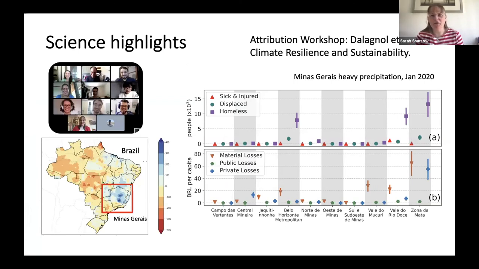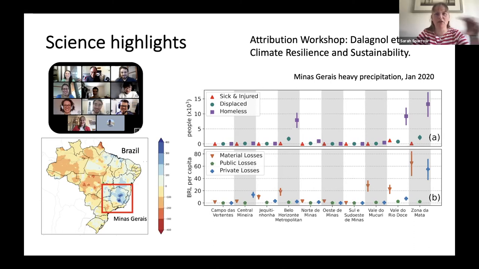So on to a few science highlights, to show you what working effectively and using JASMIN has helped enable. The first one is some results from this attribution workshop that we did. Here we were looking at a heavy precipitation event in a particular state called Minas Gerais in Brazil that occurred in January 2020. And this was all done virtually, as you can see from the workshop photo.